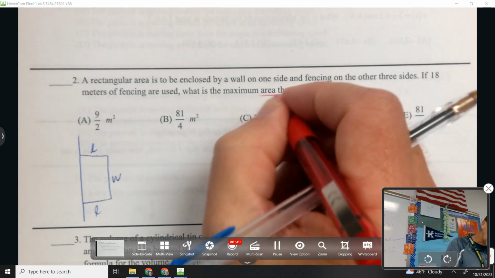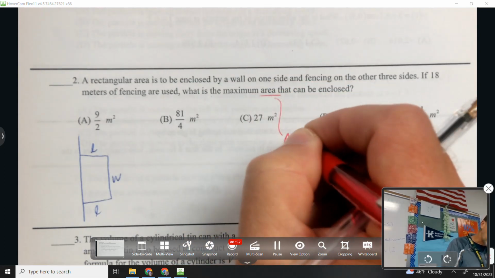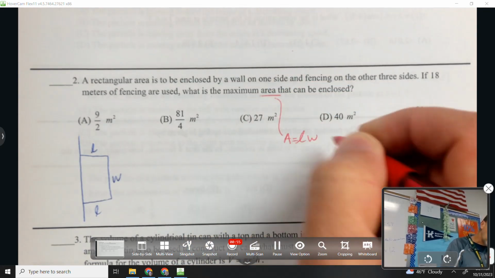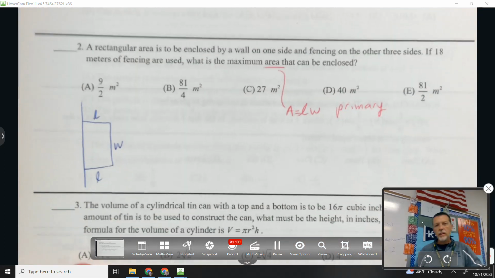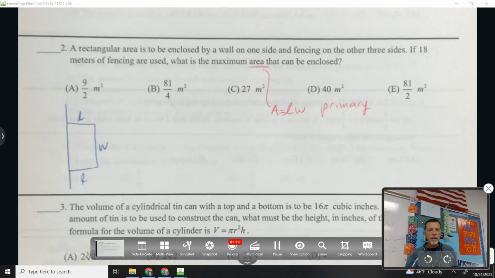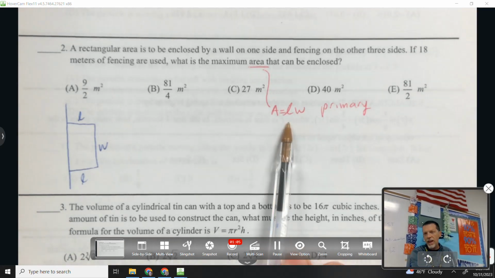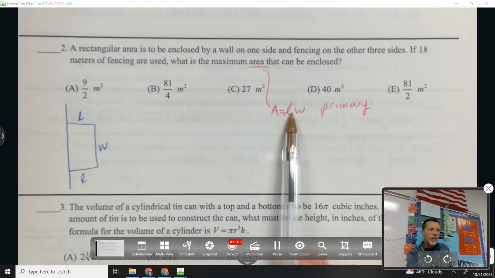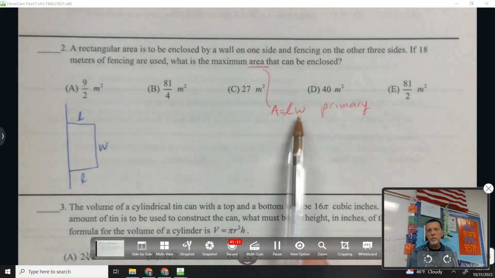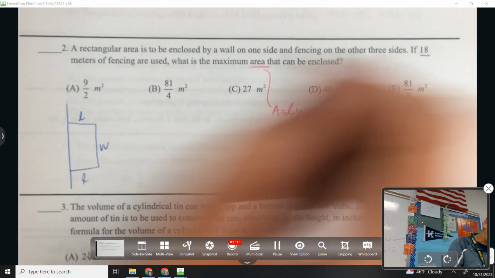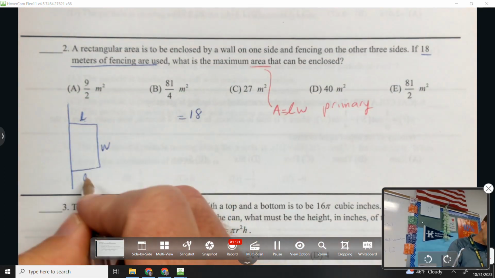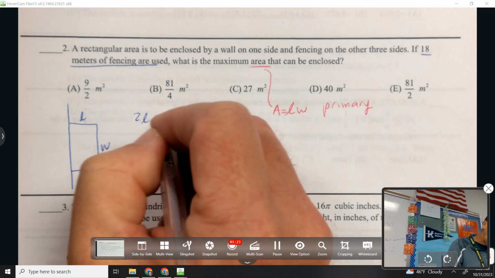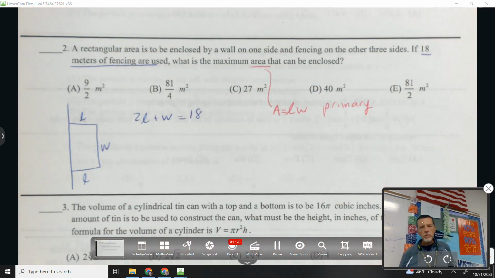So area, if we're trying to maximize that, length times width, that would be our primary equation, because that's what we're trying to maximize. So eventually I want to take a derivative of that, set it equal to 0, figure out where the max area is. I don't want to take a derivative yet because there's 2 variables, so that would be a pain to deal with. But there's 18 meters of fencing, so L plus W equals 18.